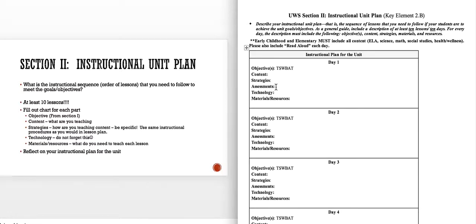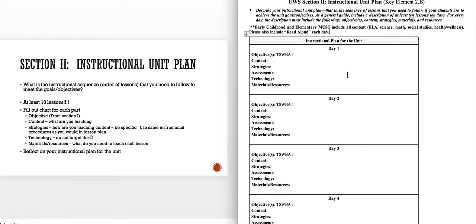Then for each day, you'll give the list of the assessments that will be used that day, whether they're formal or informal assessments, what technology you're using, and then finally list the materials and resources needed for that day in the unit. And you will do this for at least 10 lessons or 10 days. Notice early childhood and elementary, you must have all the different content areas and you must do read alouds. That's for early childhood and elementary students.